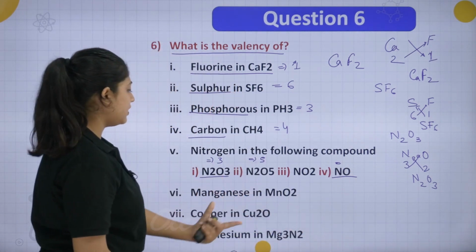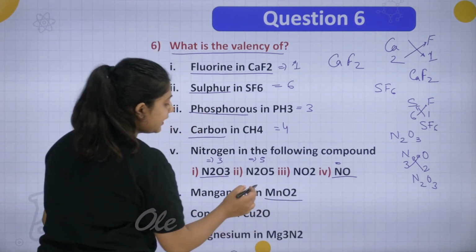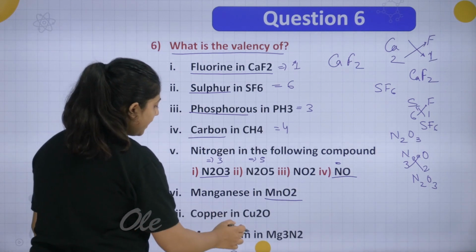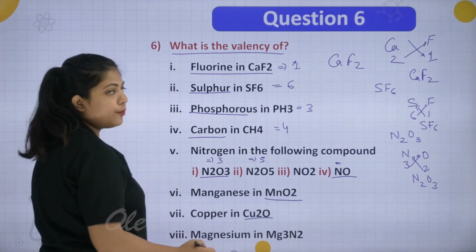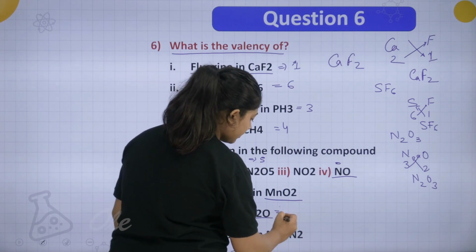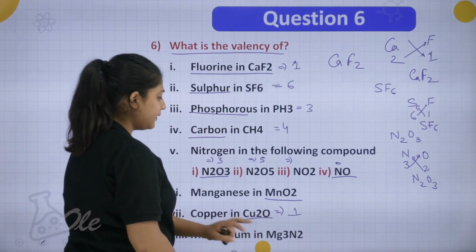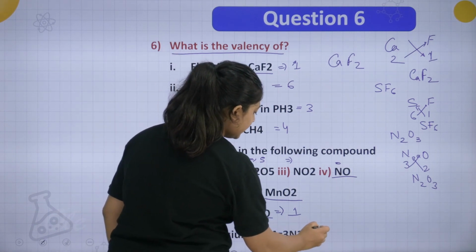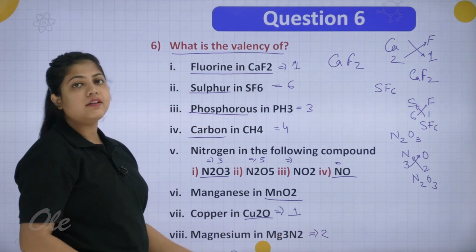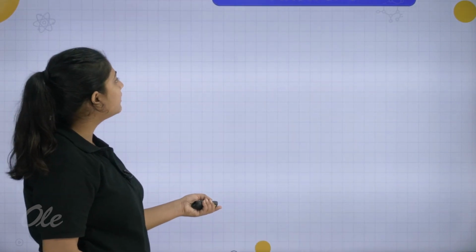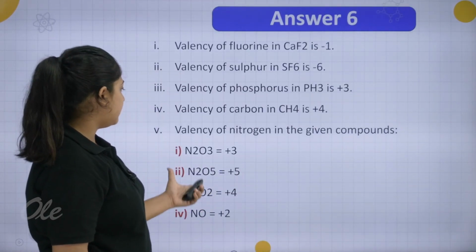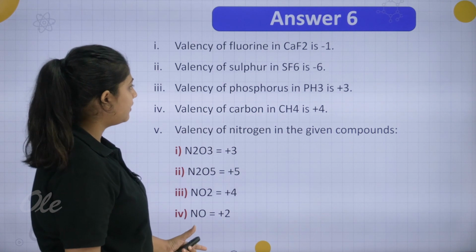With manganese in MnO2, you will find it in a similar way. If we talk about copper here, the valency of copper will be 1. Again, for copper, it will be 1. Magnesium will be 2. So this is the way you can find it. The answer here is given like this.